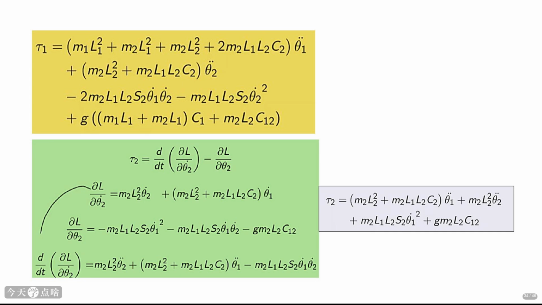The result is a complex equation involving the joint accelerations θ1 double dot, θ2 double dot, joint velocities θ1 dot, θ2 dot, and the robot's geometry and mass parameters. This is the equation of motion for joint 1. We do the same process for τ2, leading to the second equation of motion. Together, these two equations form the dynamic model of the 2R manipulator. They tell us the required torques to achieve any given joint accelerations and velocities.